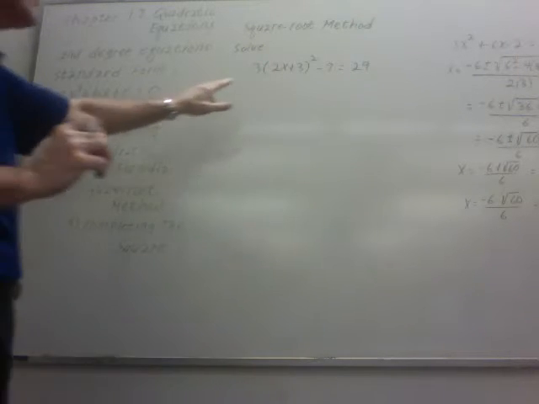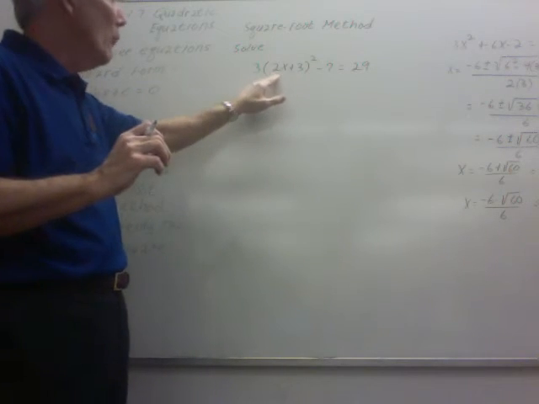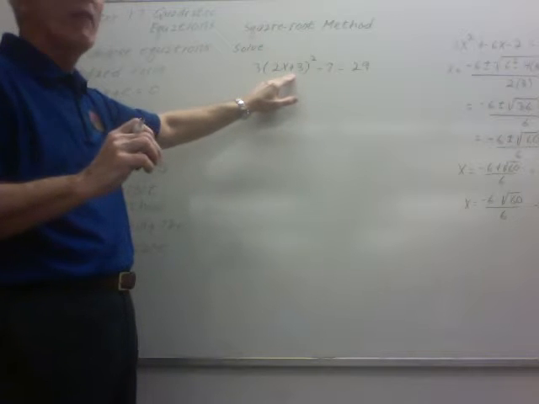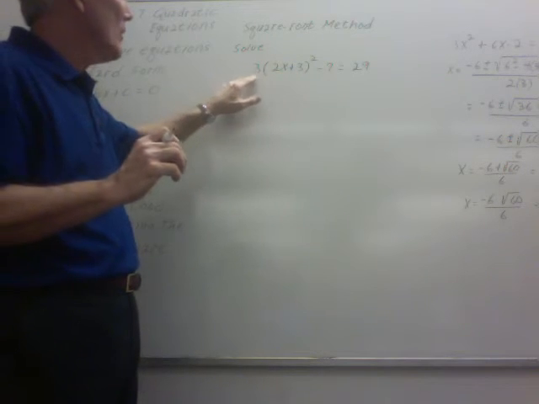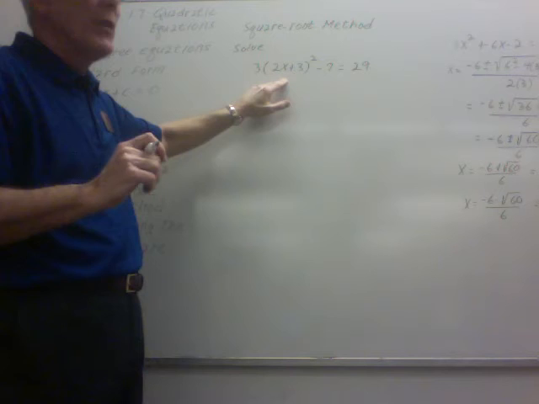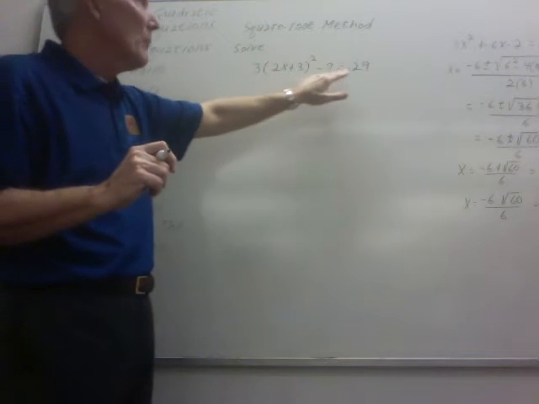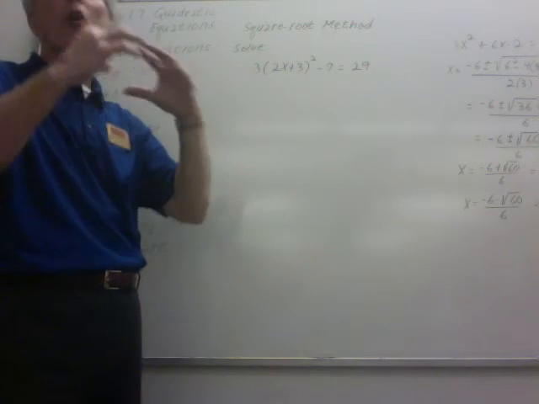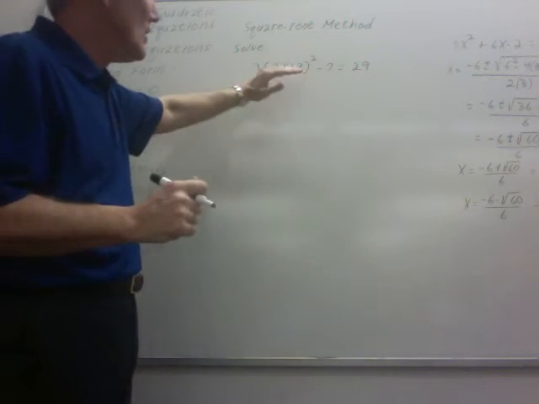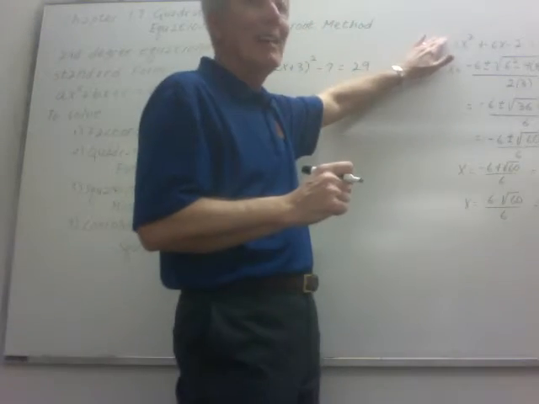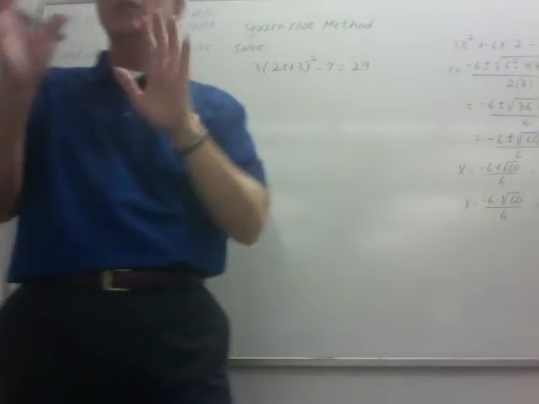First of all, you'd have to square this, which would give you 4x squared plus 12x plus 9. You'd have to multiply that by 3. You'd have to subtract 7. You'd have to bring the 29 over here, and you would do all that work just to change it from this into this, and then you'd have to use the quadratic formula in order to solve it.